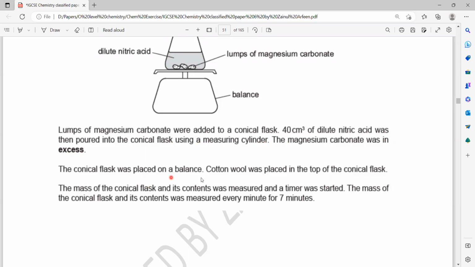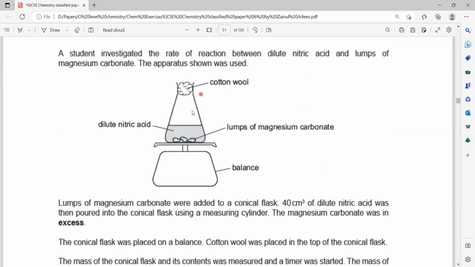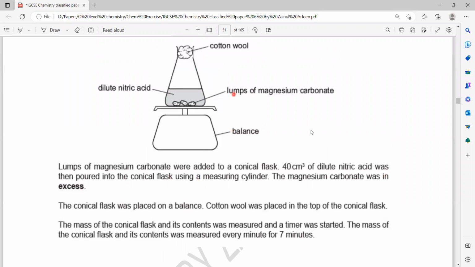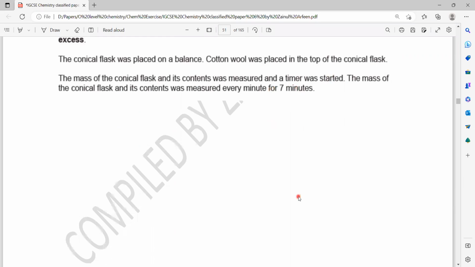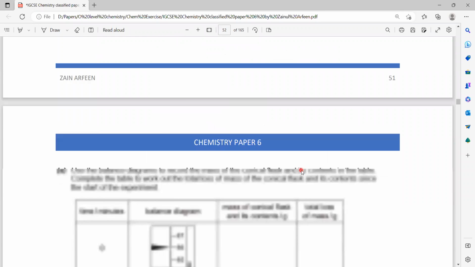The conical flask was placed on the balance and cotton wool was placed in the neck. The purpose of the cotton wool is to prevent the reaction mixture from escaping. The mass of the conical flask and its contents was measured and the timer was started. The mass of the conical flask and the contents was measured every minute for 7 minutes. Like we measure after every minute and continue for 7 minutes.